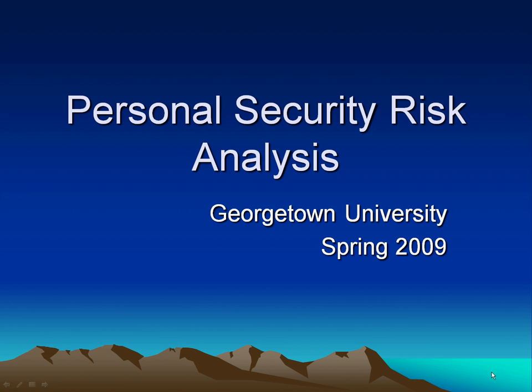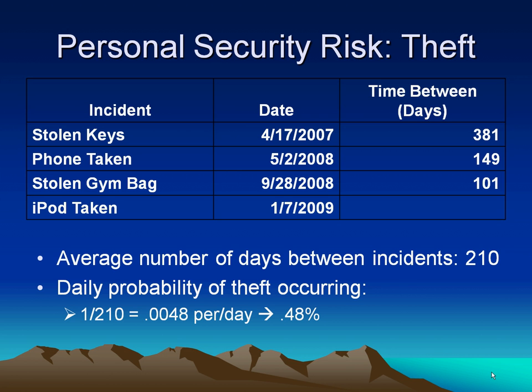This part of personal security risk analysis. The first step in conducting a personal security risk analysis is creating categories that one would be at risk for. In this example, our categories include theft, car incidents, and personal injuries.